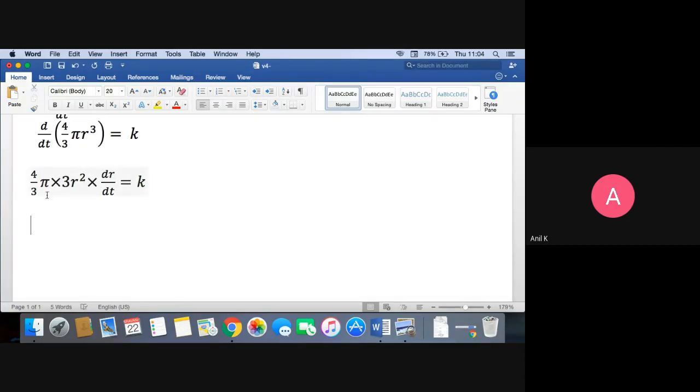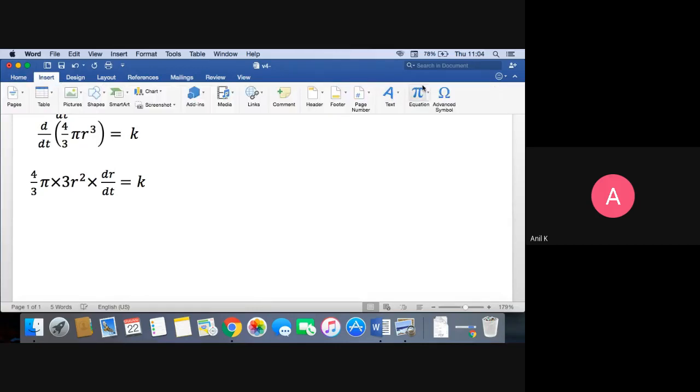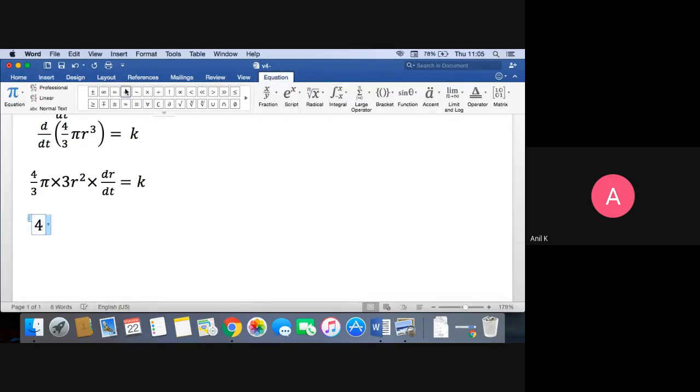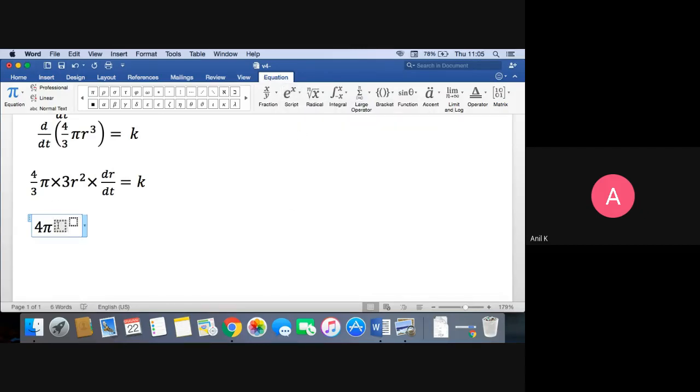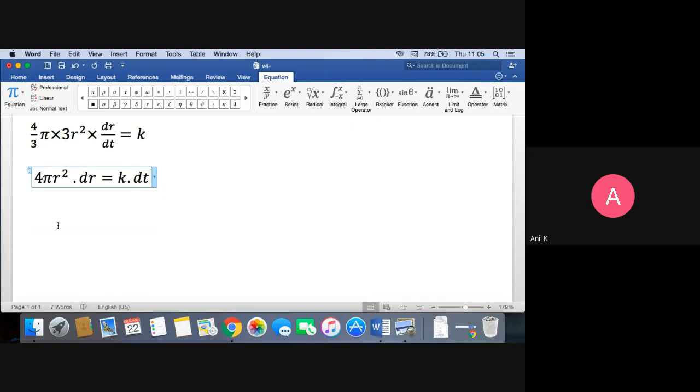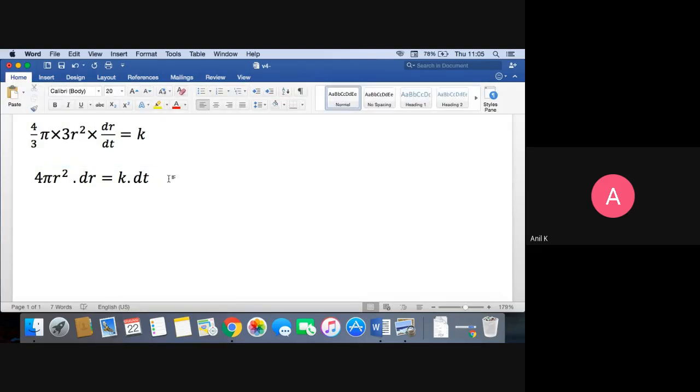Now if I simplify, 3 and 3 will get cancelled. Then I am left with 4 pi r square into dr is equal to k into dt. This is what I'll keep, 4 pi r square into dr. I'm just bringing the denominator dt to the RHS side, so I get k into dt.